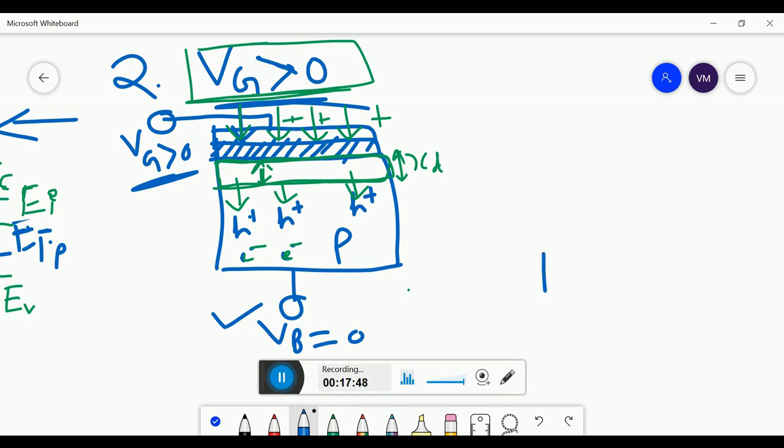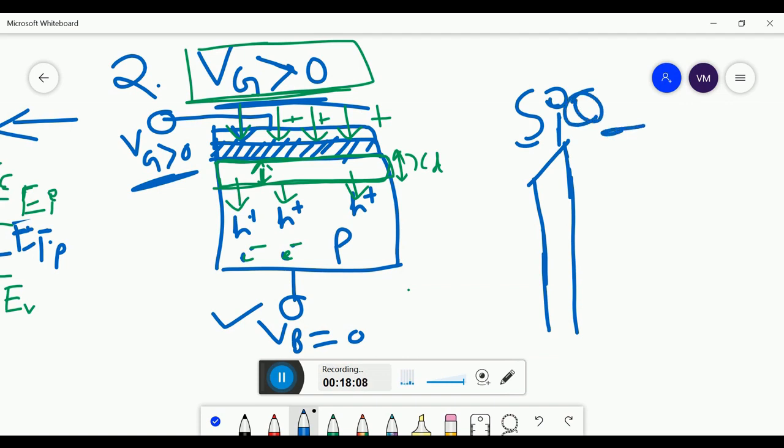Again we will draw the same kind of band diagram. First we will draw the silicon oxide. This is SiO2. Fine. So this is silicon oxide, this is aluminium, and this is bulk silicon.